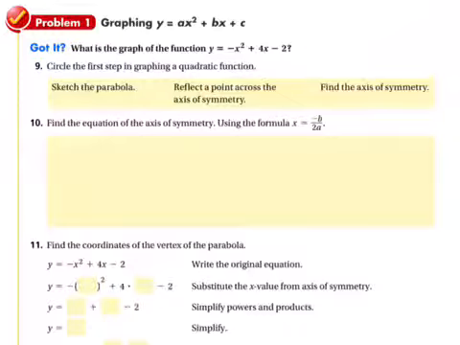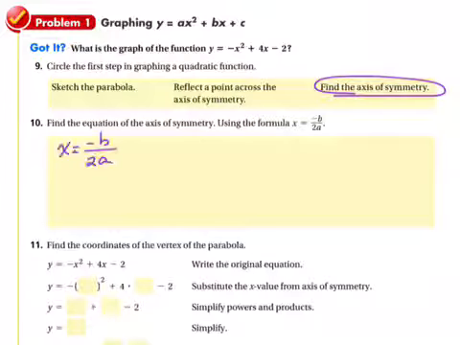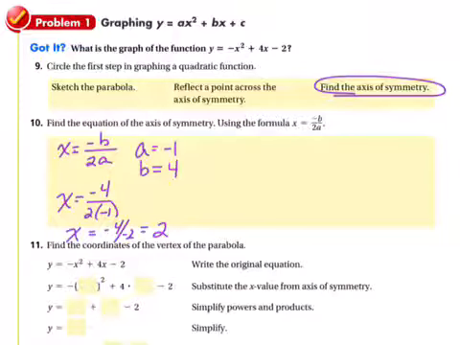So in short, what is the first step in graphing a quadratic equation? It's to find the axis of symmetry. And to find the axis of symmetry, we need to use the formula x equals negative b over 2a. Now in the example, y equals negative x squared plus 4x minus 2, your a equals negative 1, and your b equals 4. So go ahead and put that into your equation. You have x equals negative 4 over 2 times negative 1. So x equals negative 4 over negative 2, so x equals 2. That's your axis of symmetry.